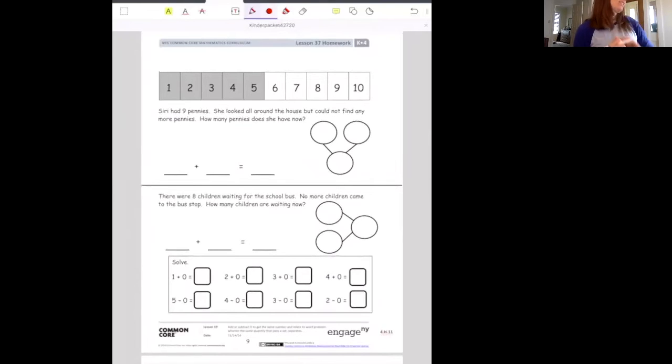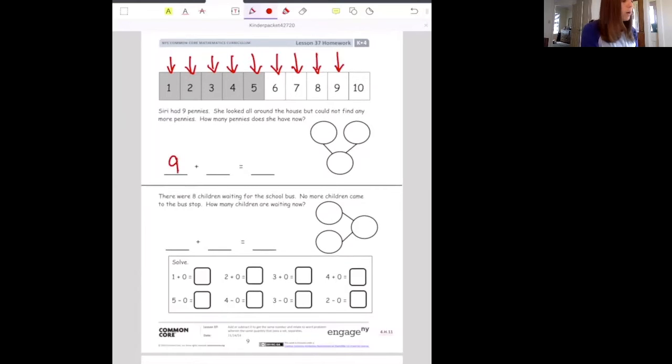This one says, Siri had 9 pennies. She looked all around the house, but could not find any more pennies. How many pennies does she have now? All right, well, we need to find how many did Siri start with. Good, 9. So let's count out 9. Use your number path to help you. 1, 2, 3, 4, 5, 6, 7, 8, 9. So she had 9 pennies to start.